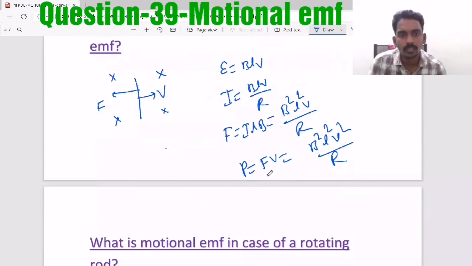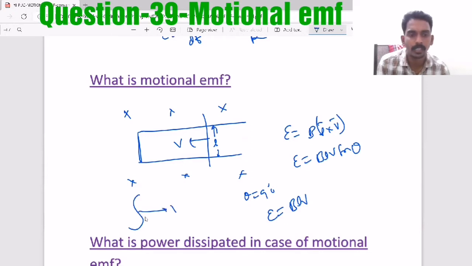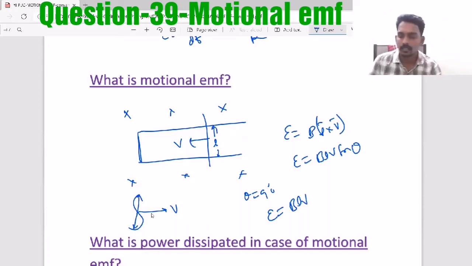One more thing you need to understand here. If there is a wire of any random shape moving with a velocity, you have to consider the effective length of the wire, so that the induced EMF will become BLV. That is also useful. Please try to remember it.